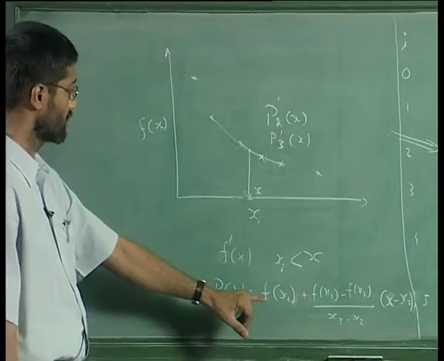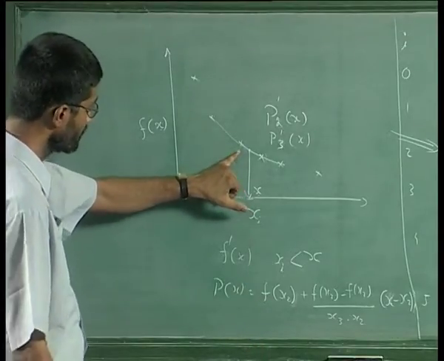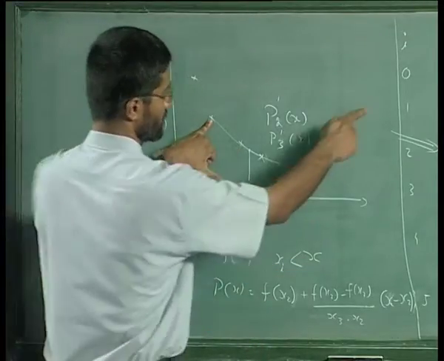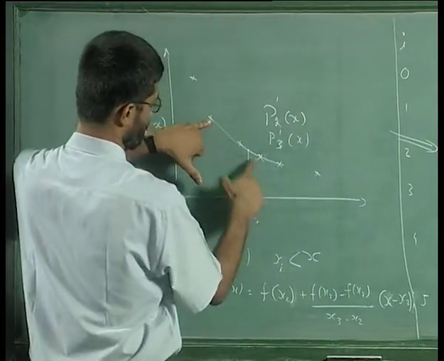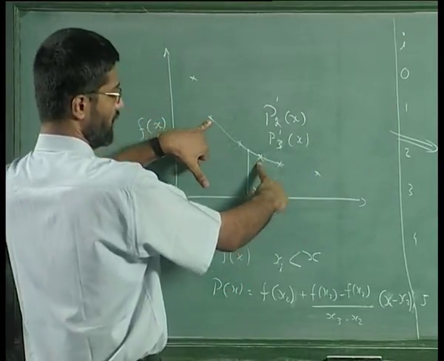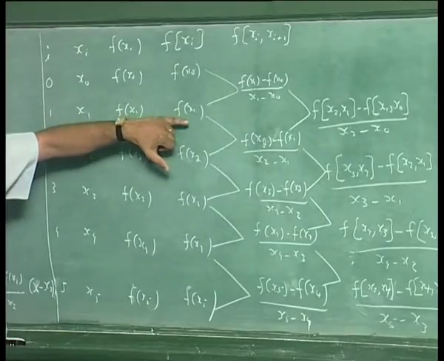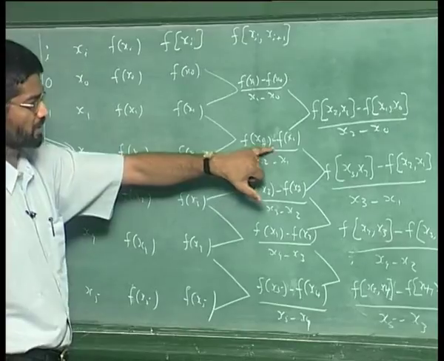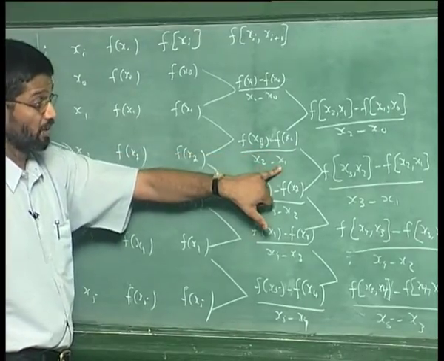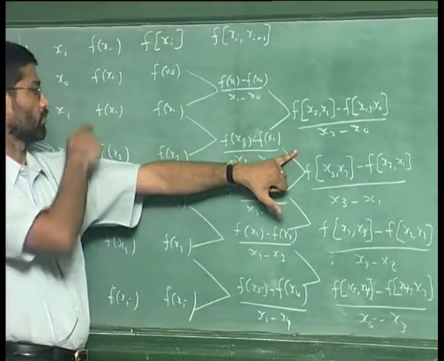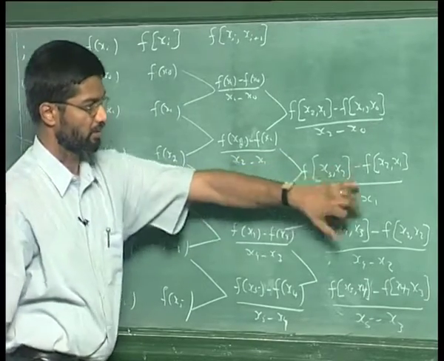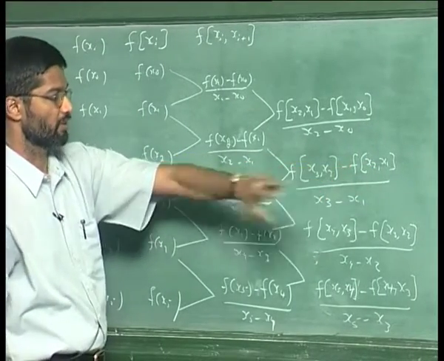Or I could say that I would enter here, at this point, and then construct a polynomial which goes up to that. That also gives me a second order polynomial. So then I would enter here, and my term would be f(x1) plus (f(x2) minus f(x1)) by (x2 minus x1) into (x - x1), because I entered at x1. And then the next term will be (x - x1) into (x - x2).